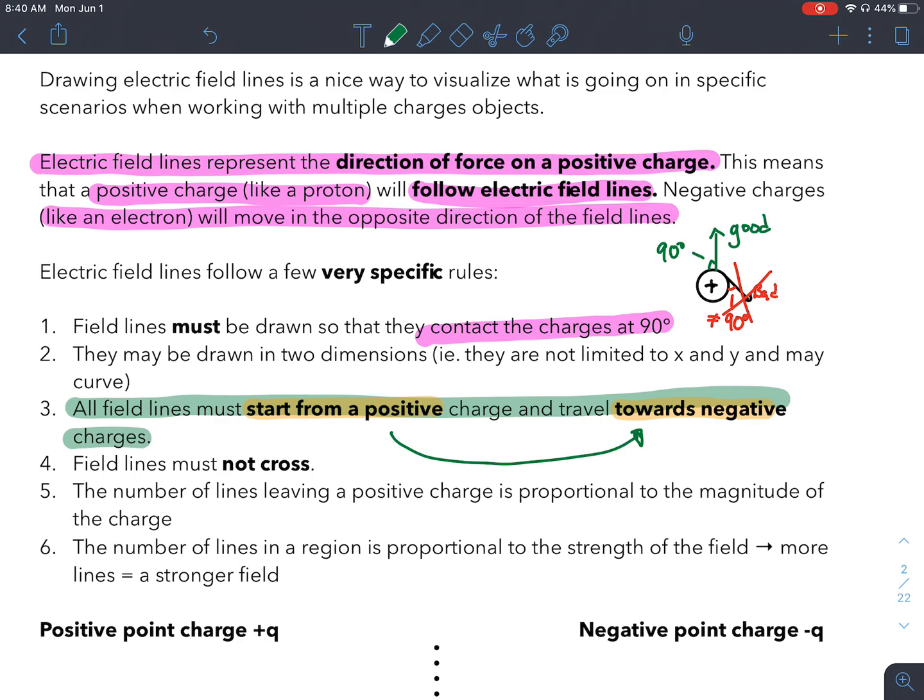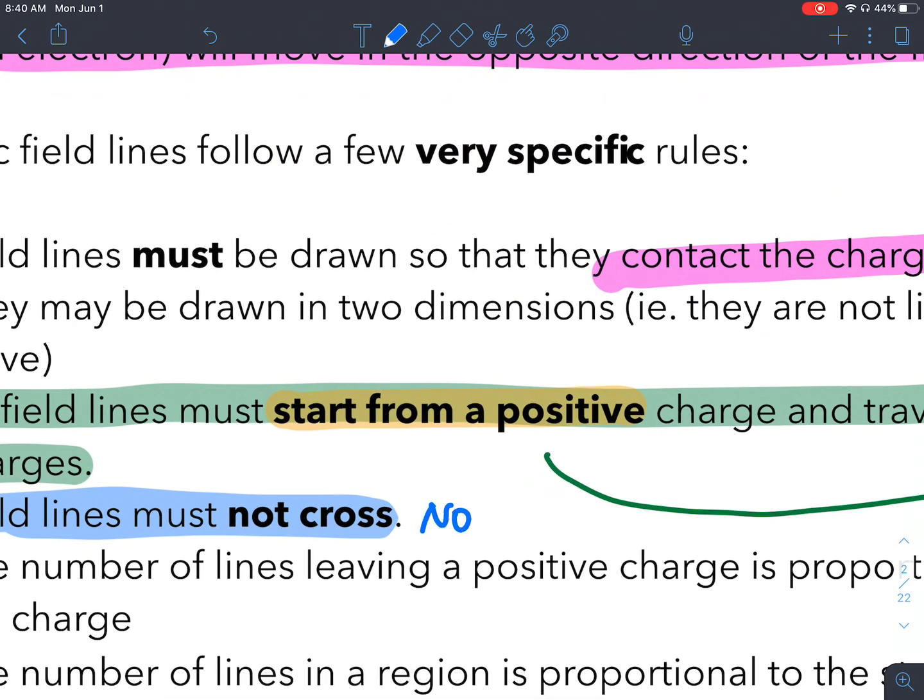Okay, number 4 is also super important. Field lines must not cross. You cannot cross. I watched a video once that said no crossy.